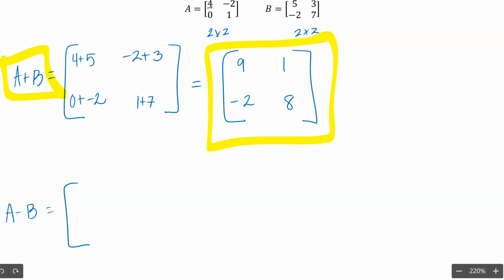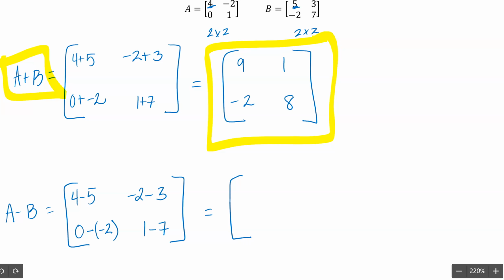So here we'll take entry 1, 1 in A and subtract entry 1, 1 in B. So 4 minus 5. Then we move over and we have negative 2 minus 3. Then we go back down. 0 minus negative 2. I like to use parentheses for that. And 1 minus 7. So now let's actually do the subtraction and get our final answer.